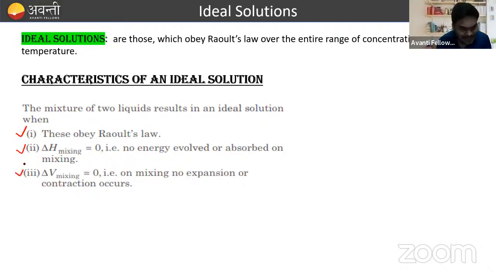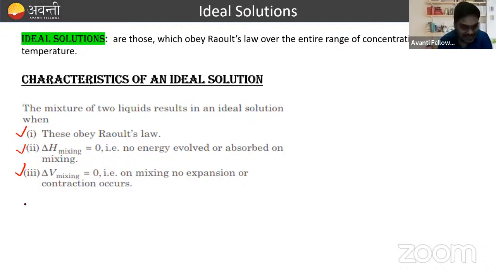Similarly, delta V of mixing is equal to 0. What does it mean? It means on mixing, no expansion or contraction occurs. So this is a characteristic of an ideal solution. Delta H of mixing is equal to 0, delta V of mixing is equal to 0.